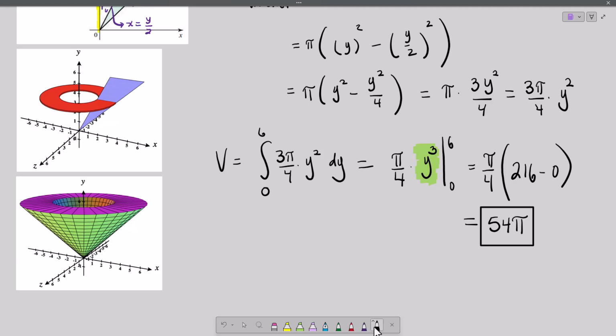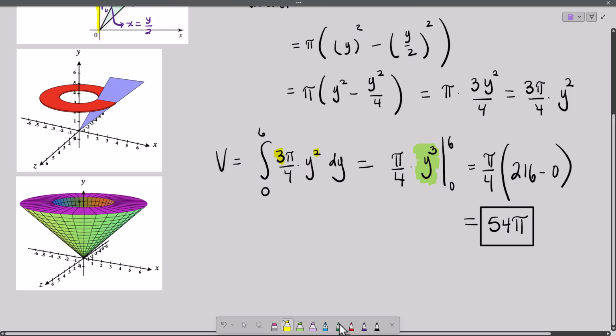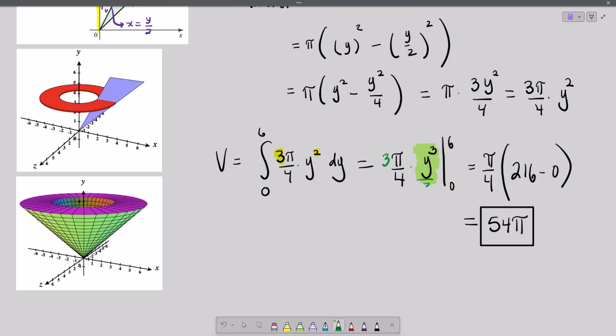Where did the 3 go before? This 3 right here? Yeah. When we do the integration, that becomes y cubed over 3. So if we left that 3 right there, then this would have a 3 under it. When we integrate the y squared, we get y cubed over 3, so then those two cancel. You see it? Yes. Yeah, good question.